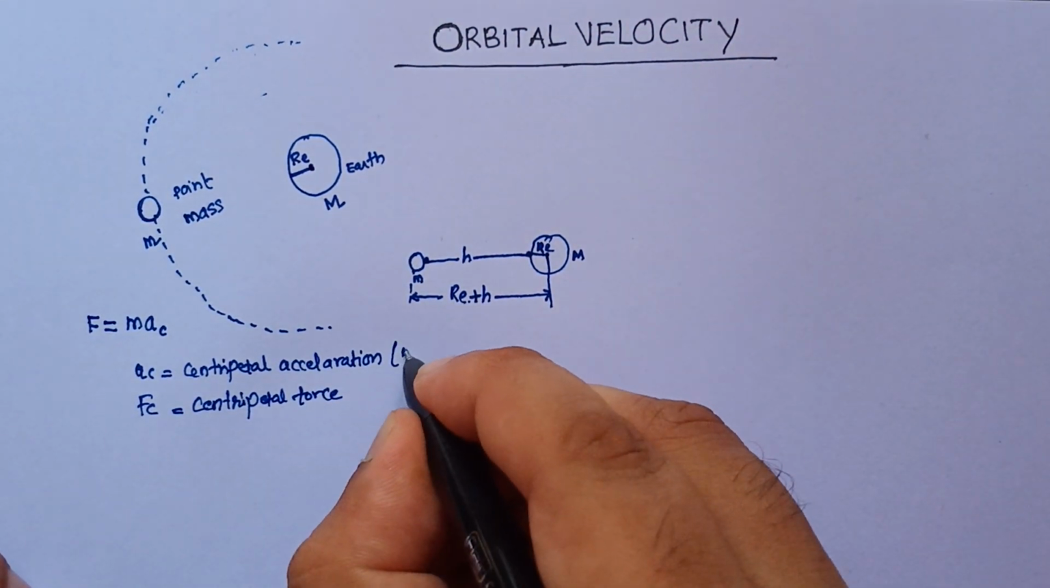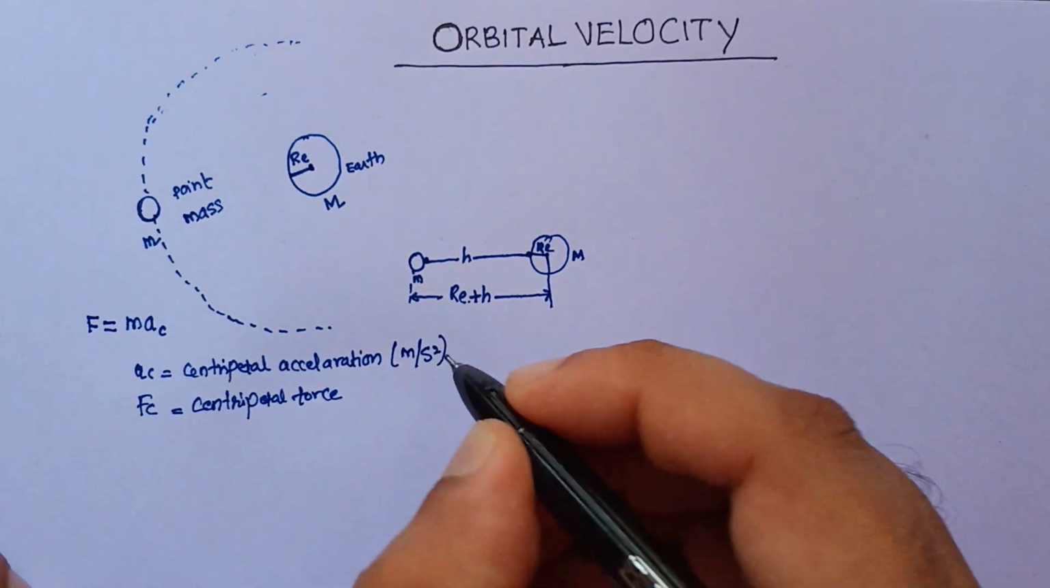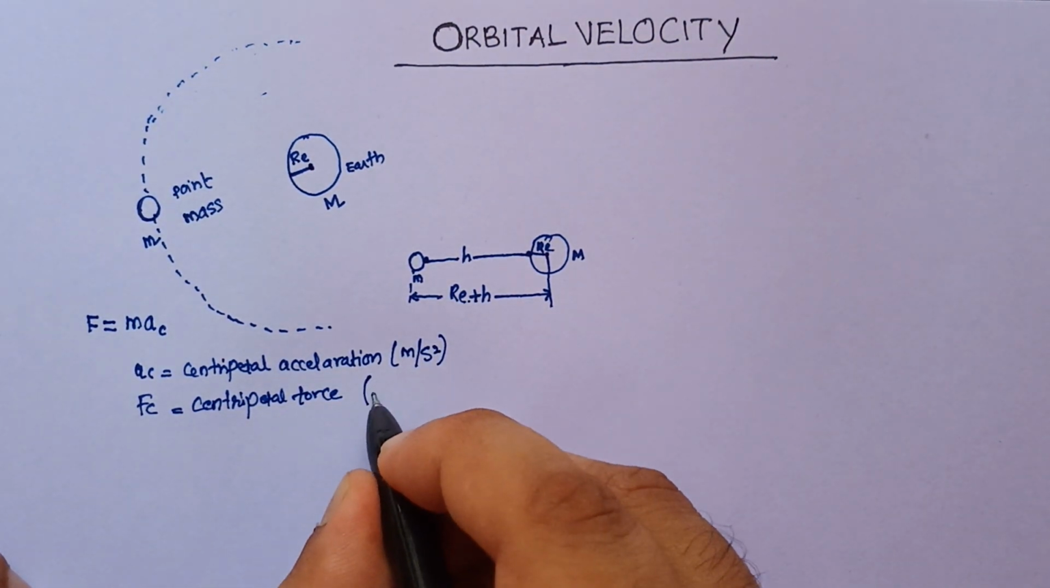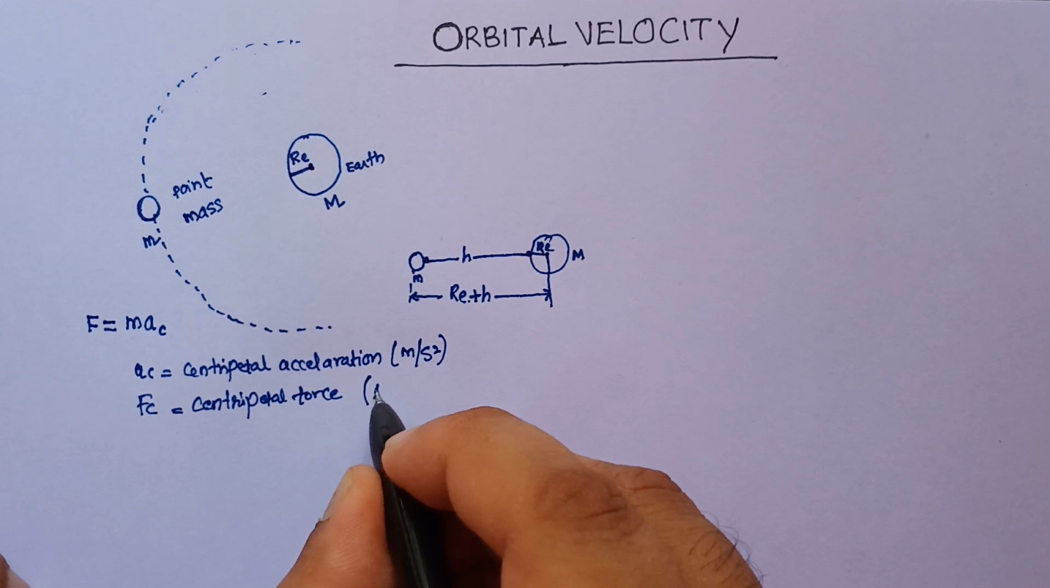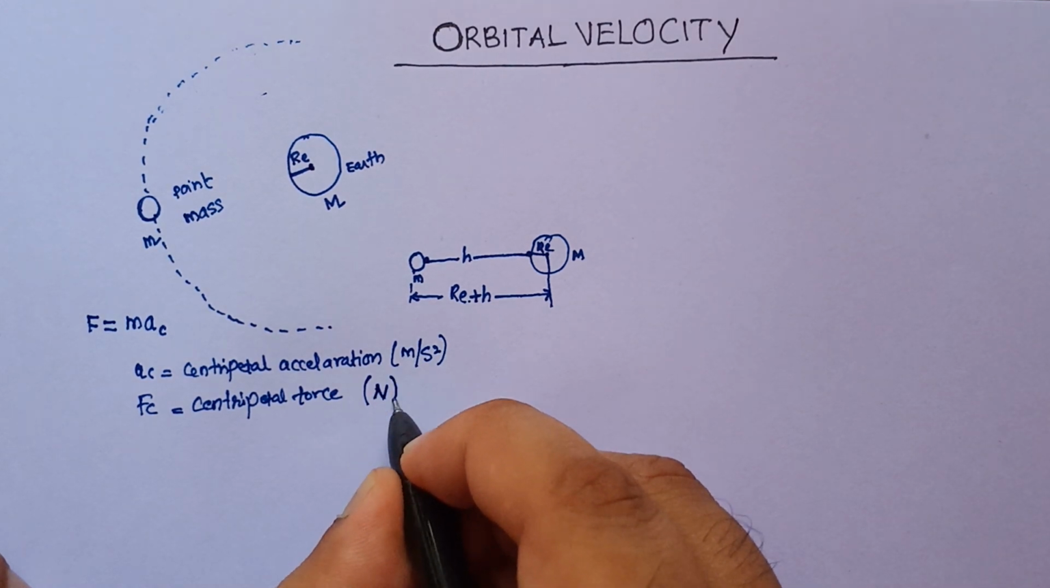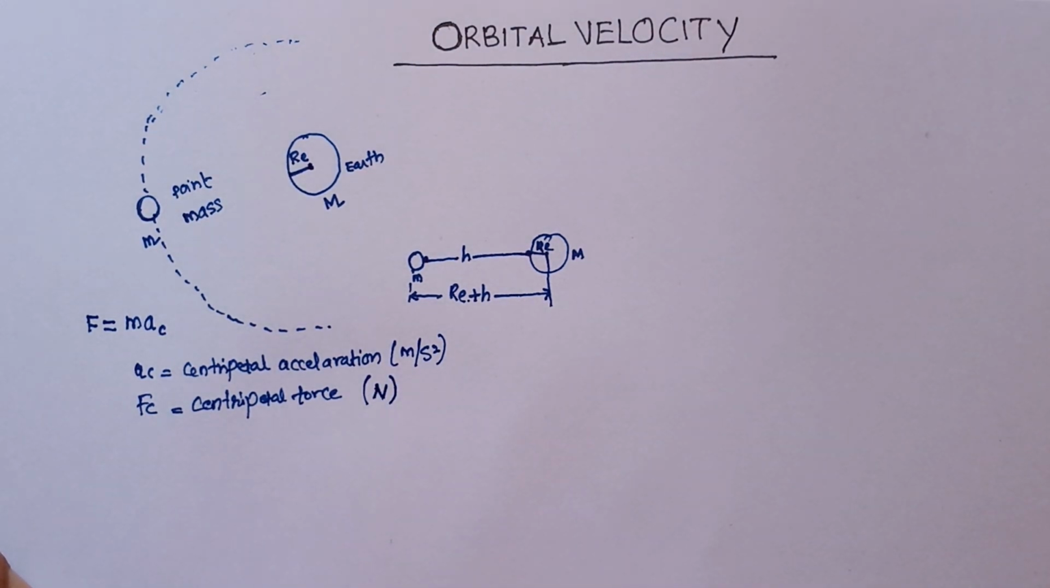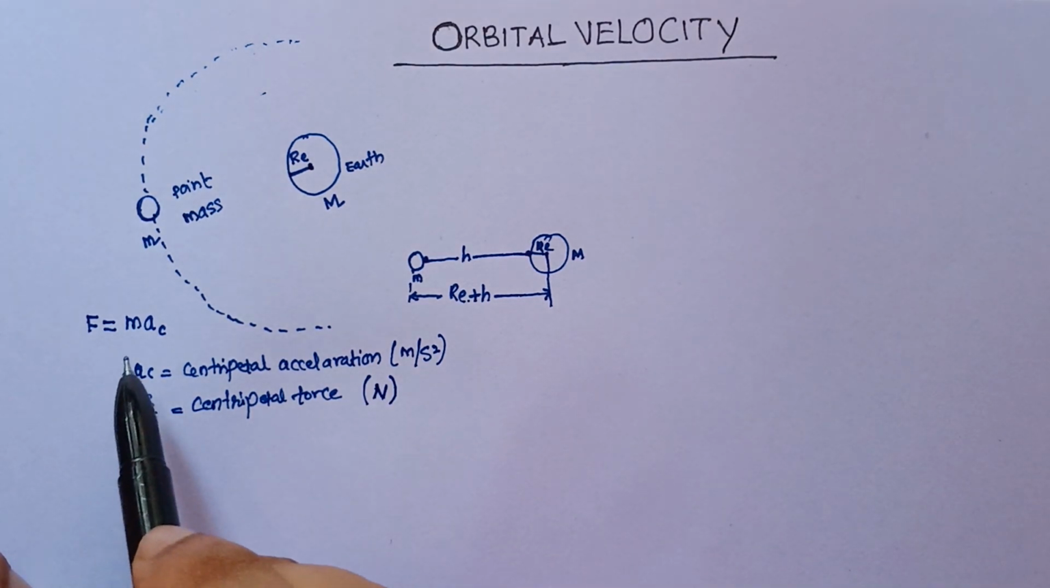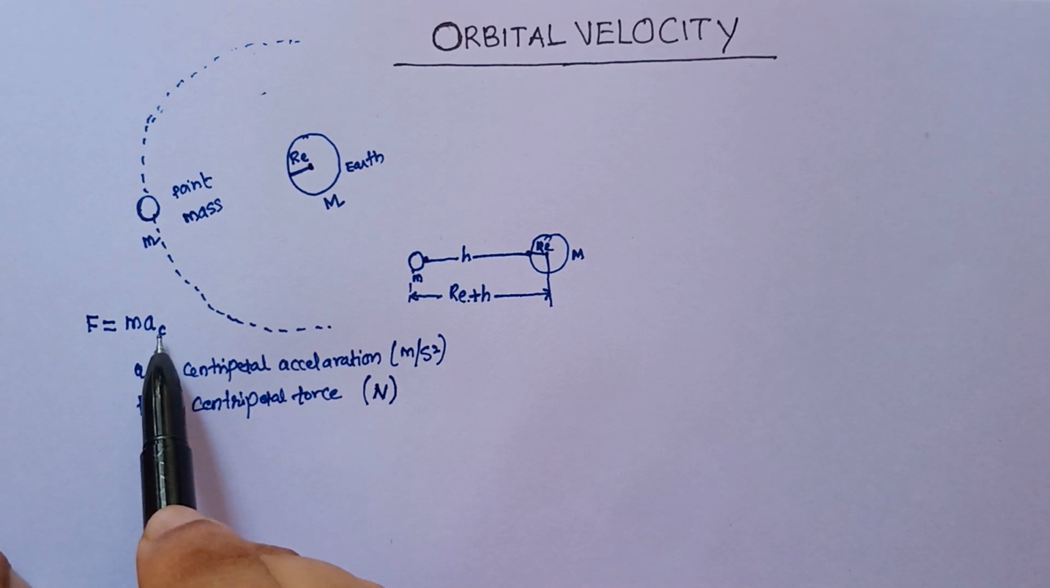So this has a unit of meter per second square. We'll take this as an SI unit. This can be newtons. Okay, fine. Now we need to quantify the centripetal acceleration.